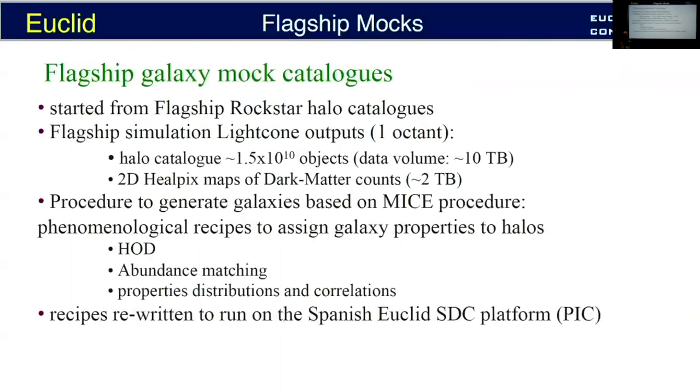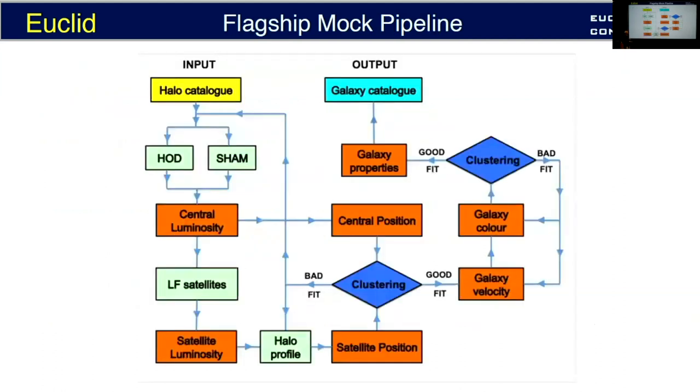So basically, the recipes that we are using, we were extrapolating from what we did for MICE, and basically we have an HOD, abundance matching, and then some property distributions and correlations, and everything. MICE, we ran them on desktops. This is running in a computer center with a nice architecture and a lot of things. So this is kind of the pipeline, and basically we have an HOD, and the HOD is simply to push the resolution to the very limit.